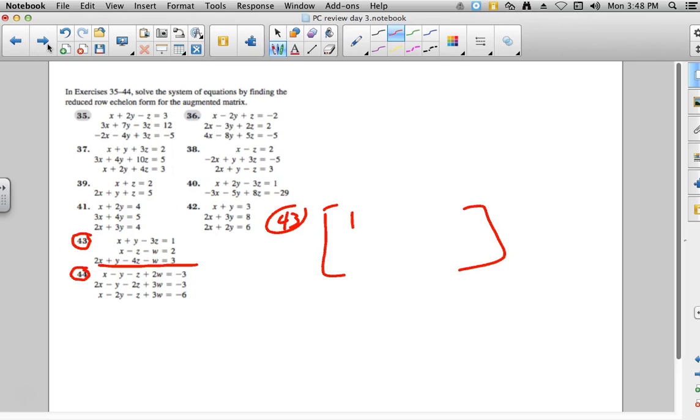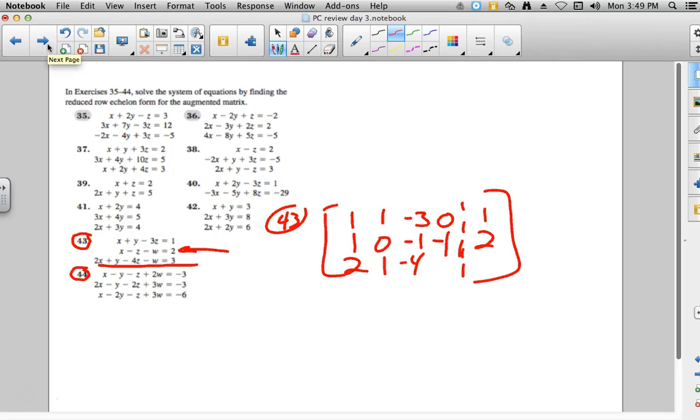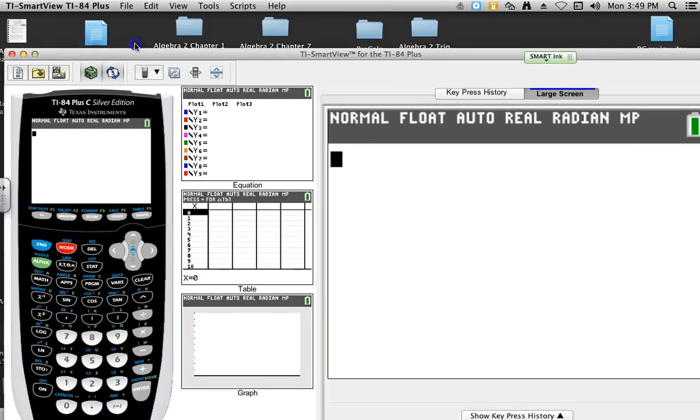So for the first one, there's 1x, 1y, negative 3z, but there aren't any w's, so you need a 0 in there. And that has to come out to be a 1. And then the second one. There is an x, there is a negative 1z, and so what we'd have to do is put a 0 in place here for the y. And then we have a negative 1y and a 2. And then the last one has a 2x, 1y, negative 4z, and a negative 1w, and that has to come out to 3. So what we would do now is plop this in the calculator and then get that reduced row echelon form.